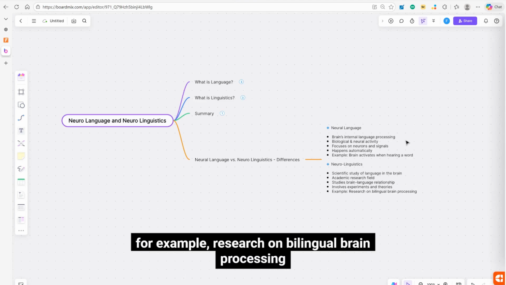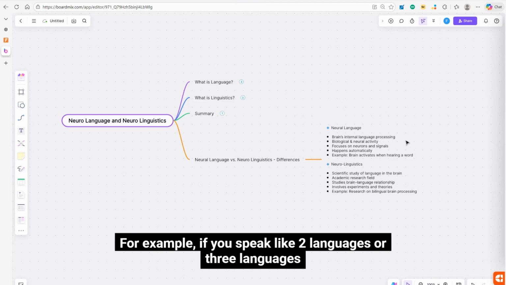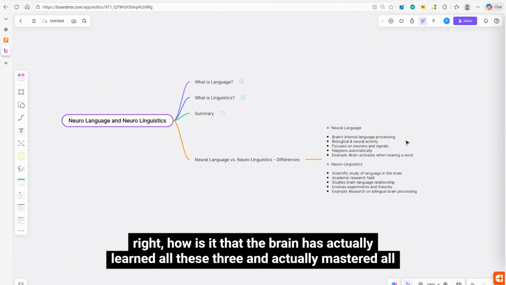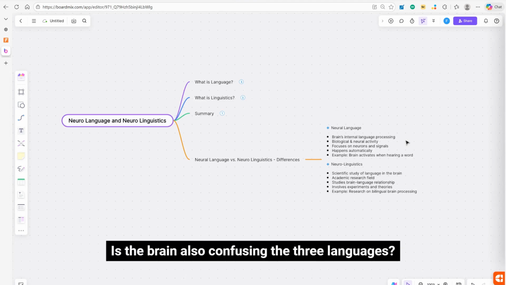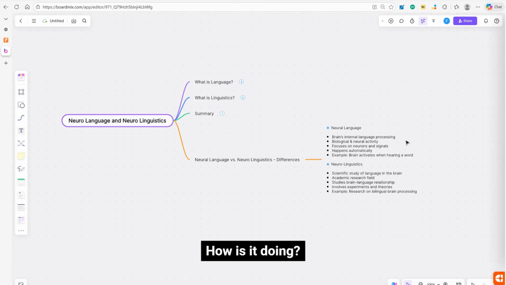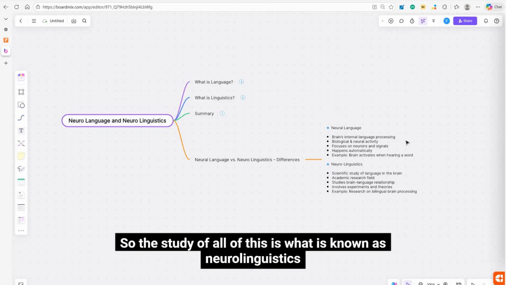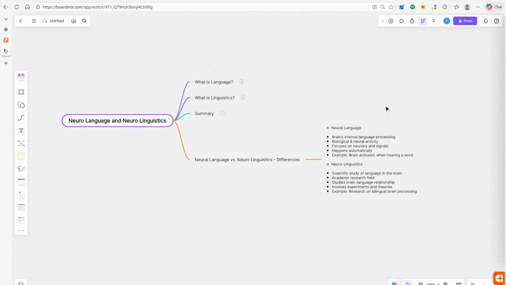For example, research on bilingual brain processing. For example, if you speak two or three languages, how is it that the brain has actually learned and mastered all three? Is the brain also confusing the three languages? For example, it is auto-translating, right? How is it doing that? So the study of all of this is what is known as neurolinguistics, okay?